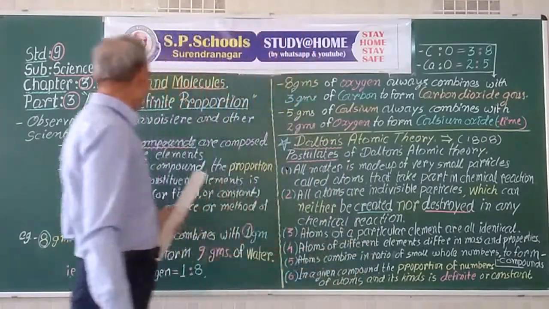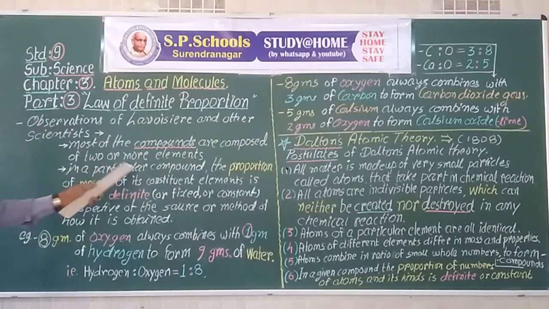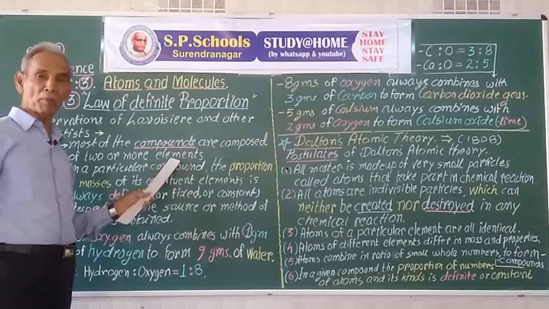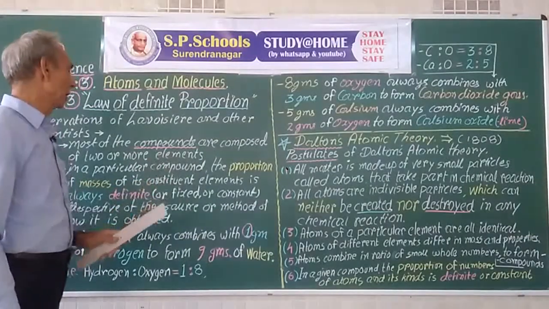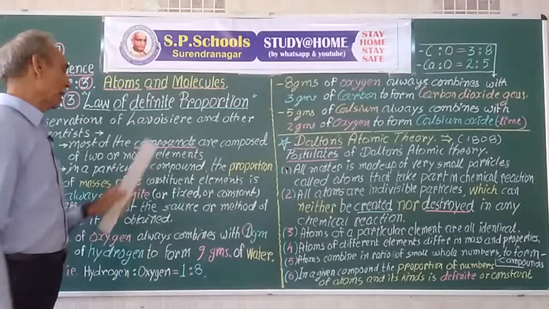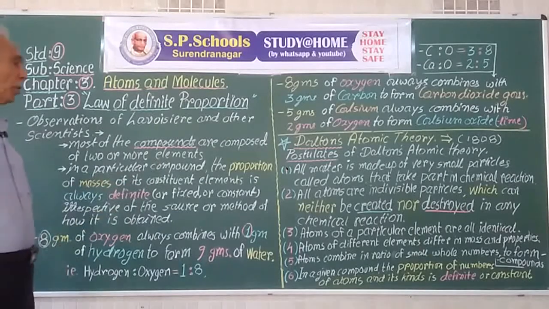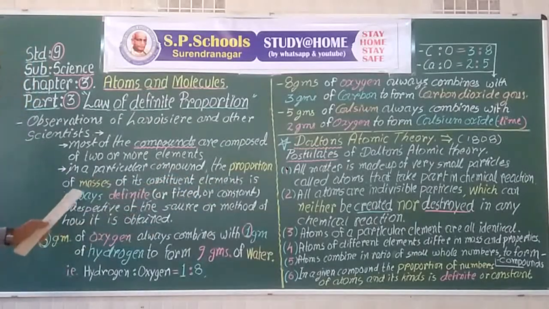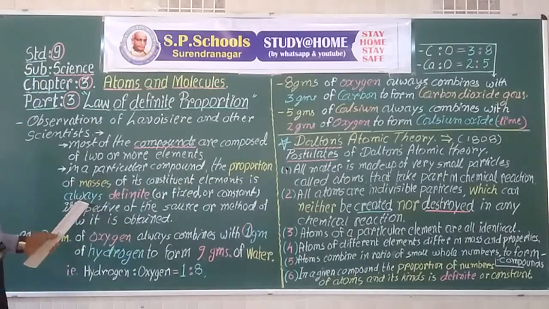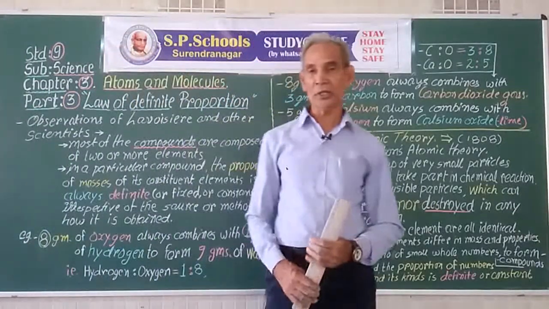So compounds are the substances composed of two or more elements. Compounds have different properties from their constituent elements. They cannot easily be separated. In a particular compound, the proportion of masses of its constituent elements is always definite or fixed or constant.